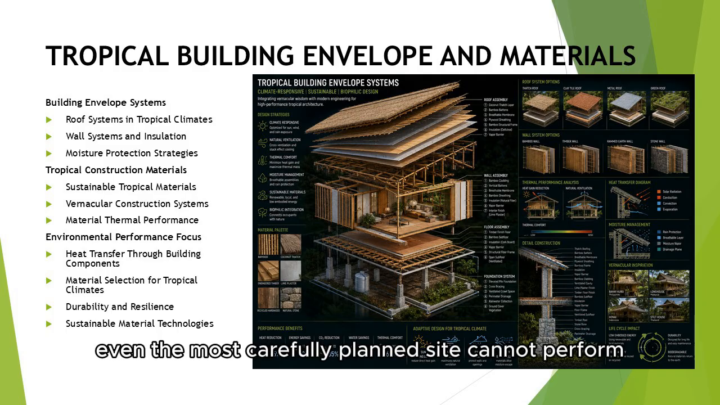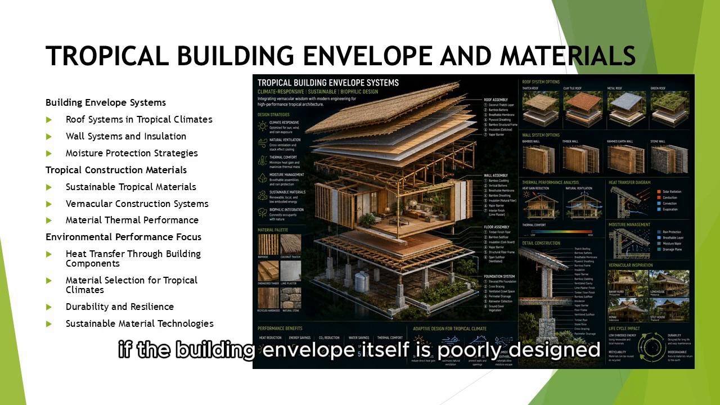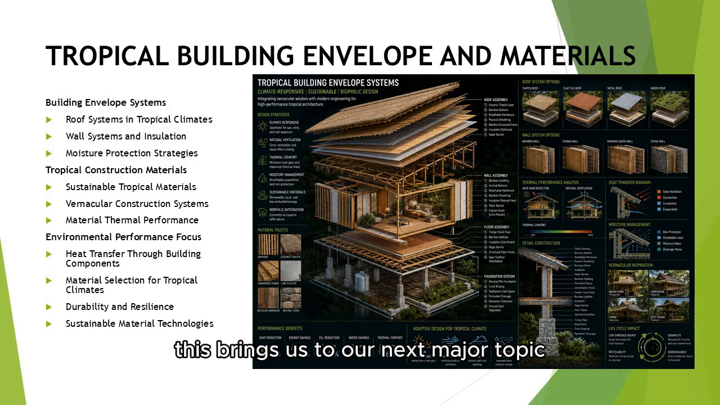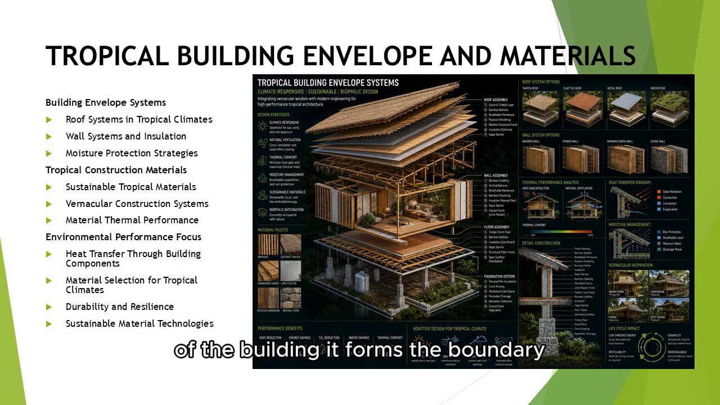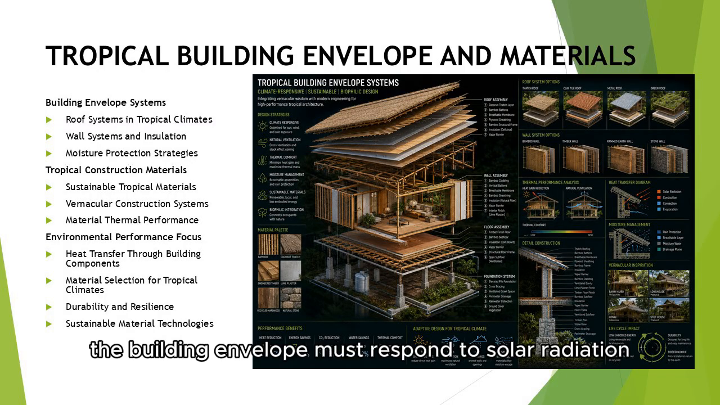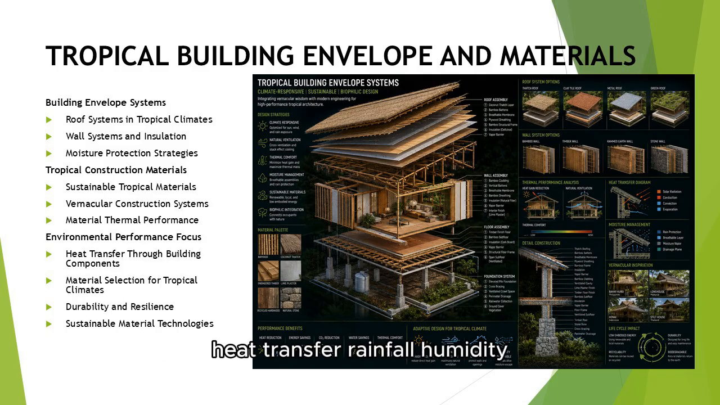Even the most carefully planned site cannot perform effectively if the building envelope itself is poorly designed. This brings us to our next major topic: tropical building envelope and materials. The building envelope is often described as the skin of the building. It forms the boundary between the indoor environment and the outdoor environment. Every day, the building envelope must respond to solar radiation, heat transfer, rainfall, humidity, wind, and moisture intrusion.